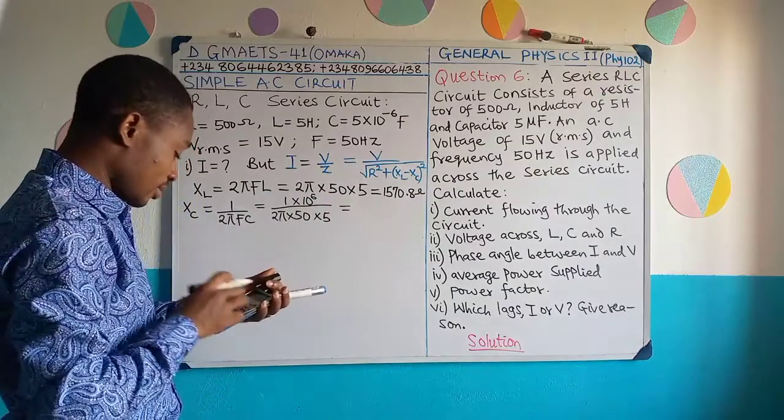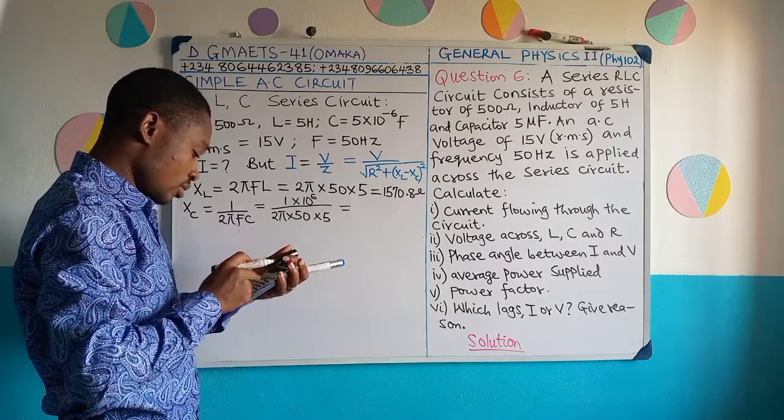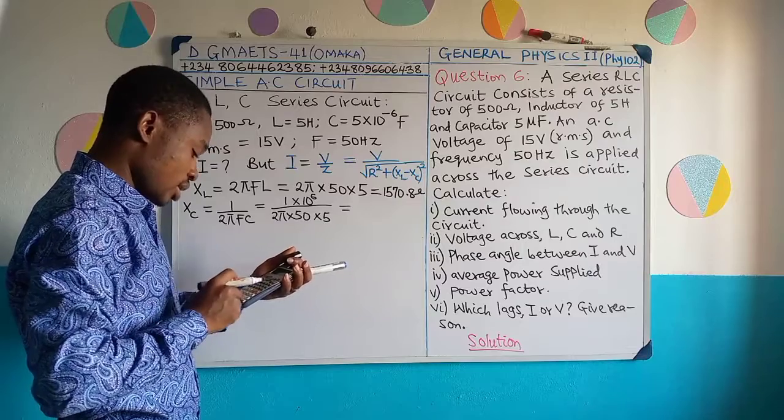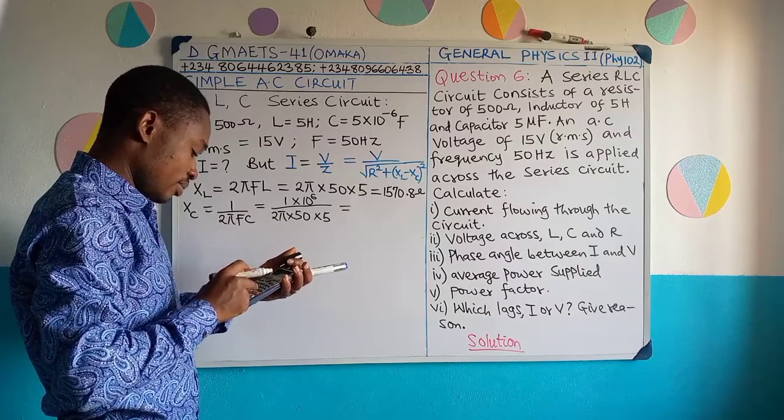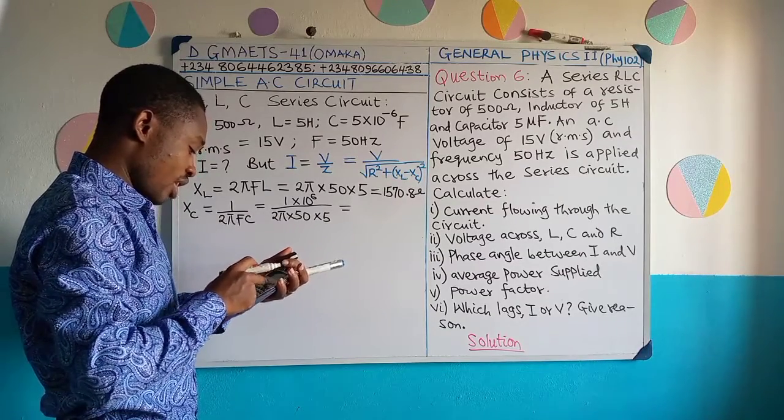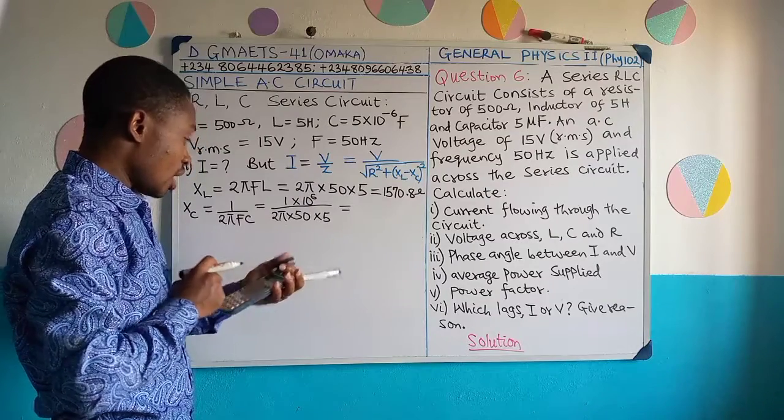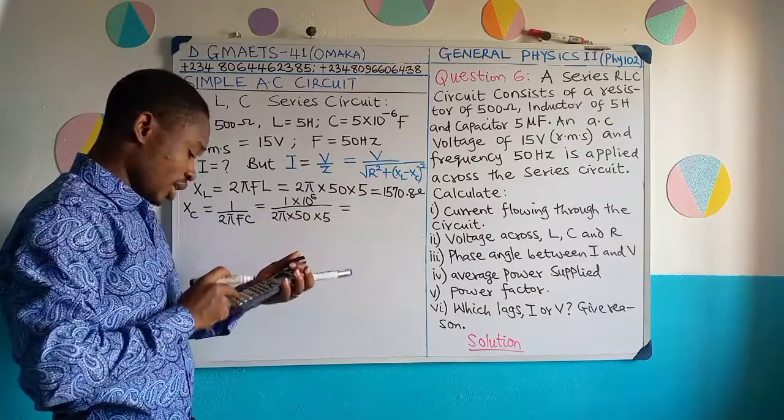Let us get the answer. 10 raised to power 6, we divide them by. I will put all this inside brackets.